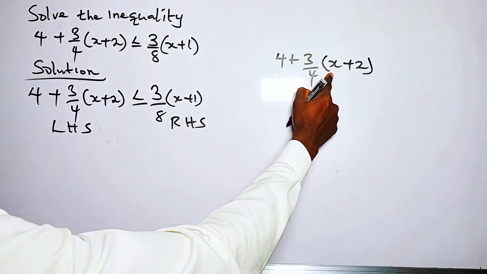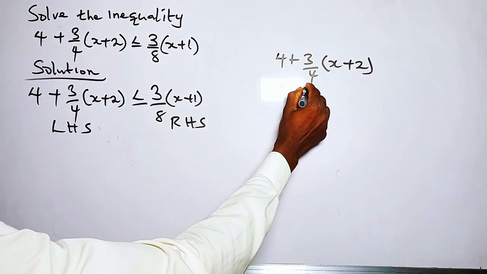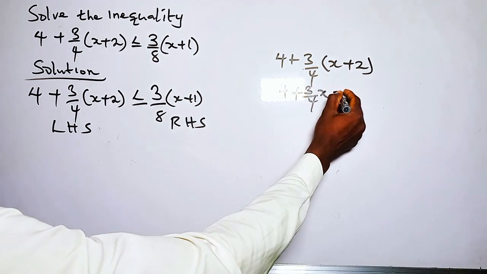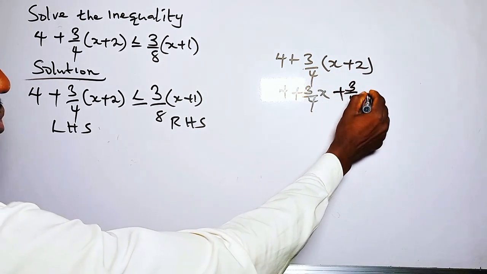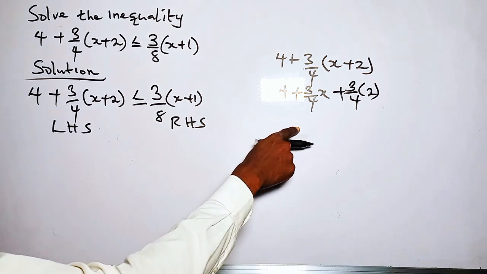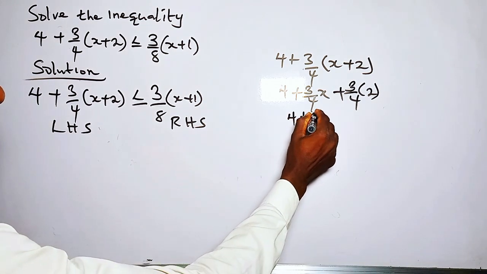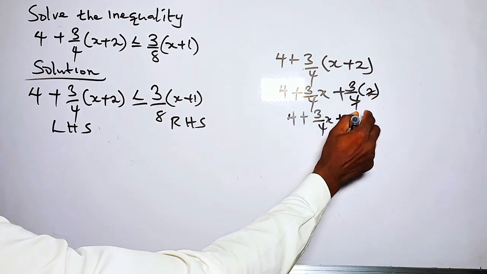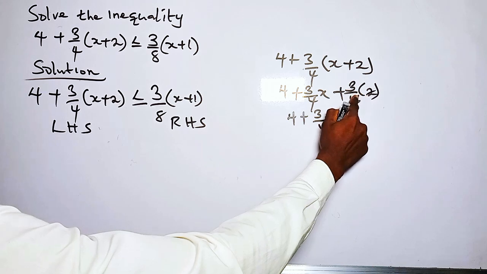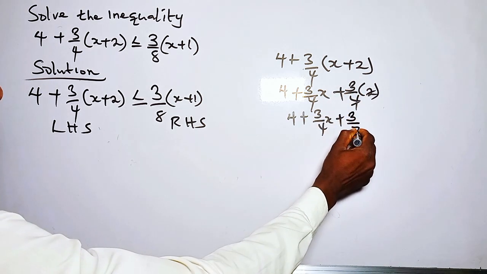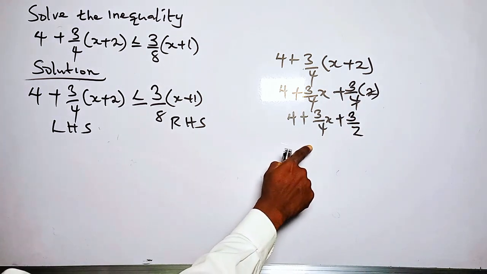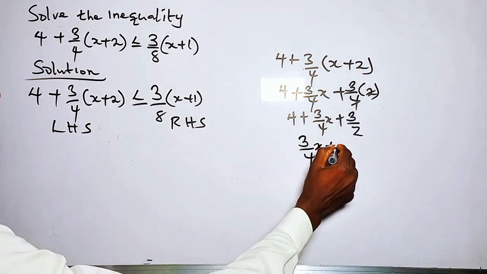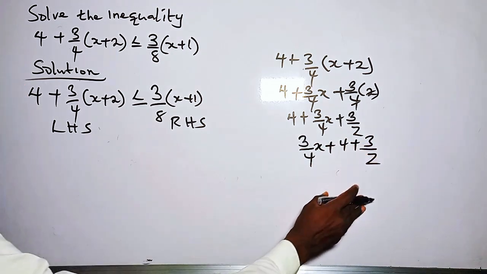Let's distribute. We have 4 plus 3 over 4x, when this multiplies this, and this will multiply this as well, so we have 3 over 4 times 2. If we break down further, we have 4 plus 3 over 4x plus, simplifying as a result of the multiplication, 3 over 2. So we can write this as 3 over 4x plus 4 plus 3 over 2.